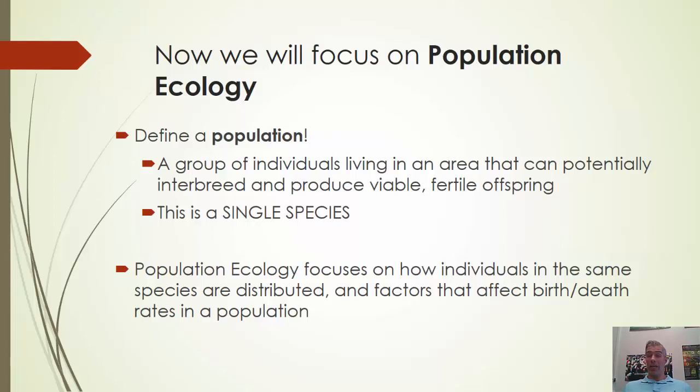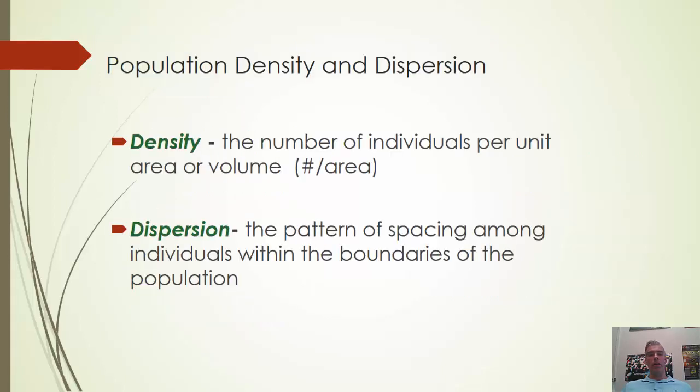Before we get into that, we have to be able to define what a population actually is, and it's very similar to the definition of what a species is. It's a group of individuals that live in an area that can potentially interbreed and produce viable, fertile offspring. So it's one species. Remember, that's what population ecology deals with.